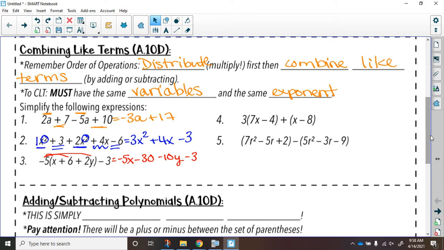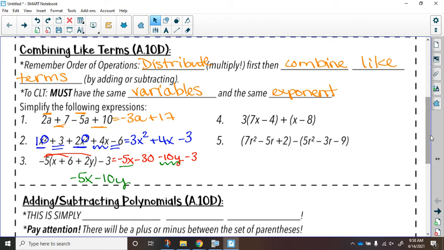And then we can combine like terms. So I'm going to start with my x. I always like to go in alphabetical order. So negative 5x, there's no other x there, so I just bring it down. And then I look at my negative 10y, no other y's, so I also bring that down.